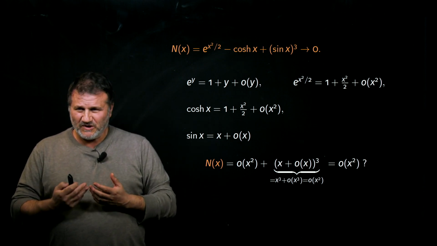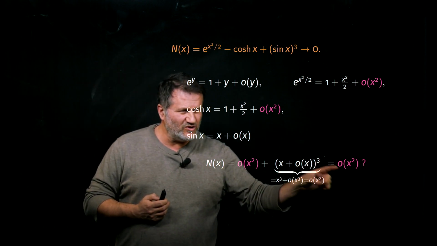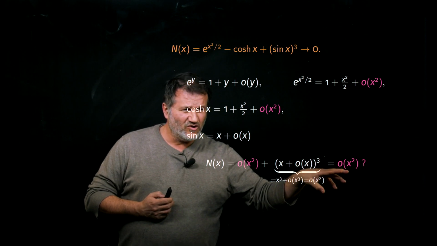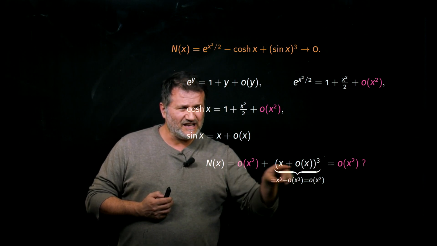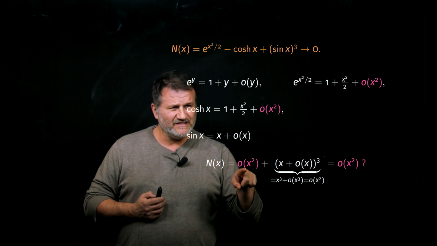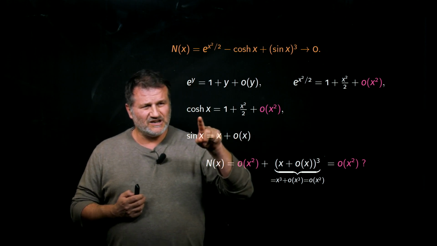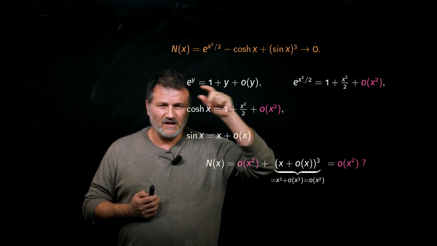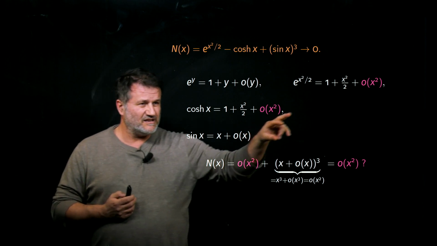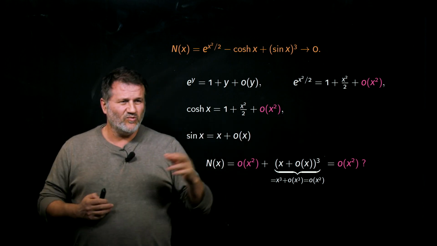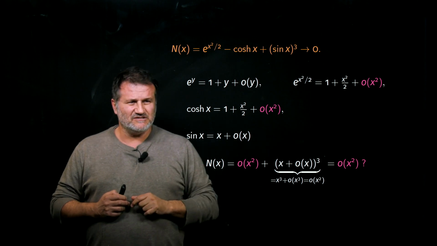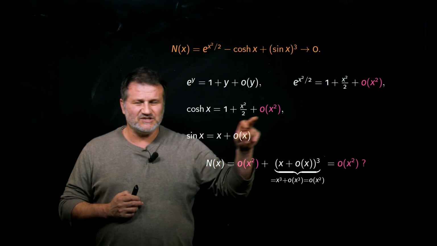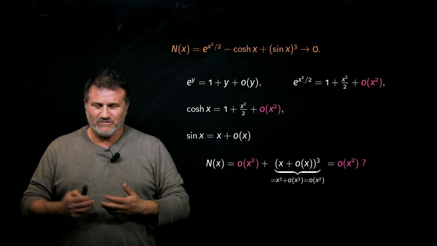Now, to respond to this question, we need to look inside this little o of x squared. Where does it come from? It comes from cosine, and from the exponential. So if we want to look inside these two little o's, we need to add one term to the expansion: the expansion for the exponential and the expansion for the hyperbolic cosine. So that's what we are going to do.